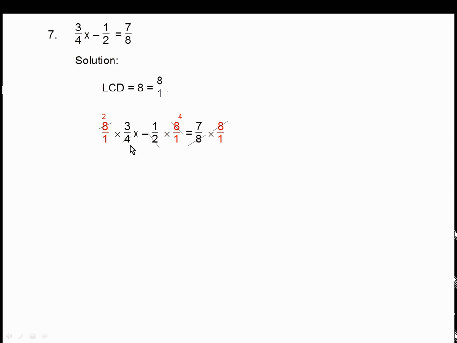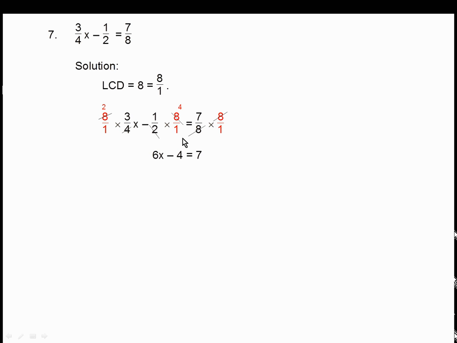Okay, now we do some canceling, right? 4 goes into 8 twice, 2 goes into 8 4 times, and 8 goes into 8 itself once. So I'm going to have 6x minus 4 equals 7. Okay, now remember, these new numbers came from multiplying each term by 8. Now the numbers got bigger, but the fractions are gone. Okay, now we add 4 to both sides. So I have 6x equals 11. Now we divide by 6, so x is equal to 11 over 6. The fraction is reduced. Again, don't go to a mixed number, don't go to a decimal.